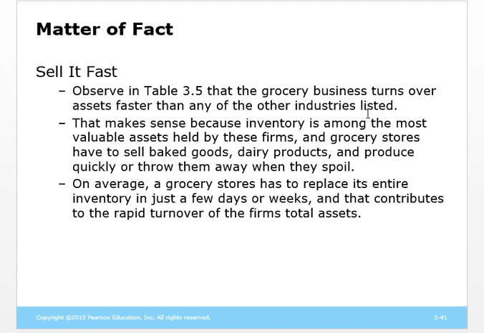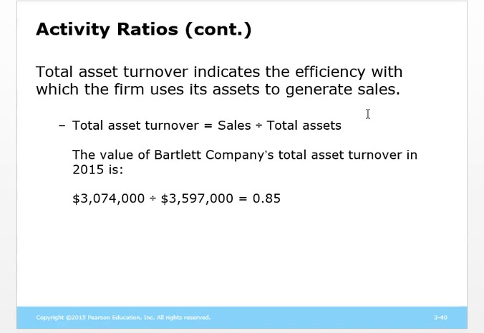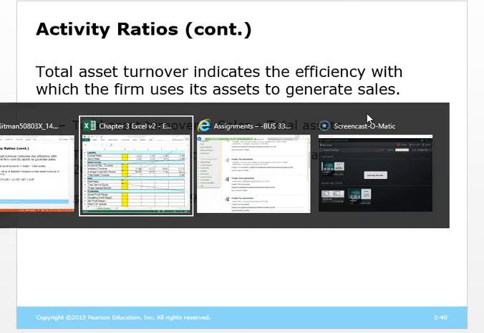Okay. Total asset turnover, that's the next big one we're going to look at, and that's going to be sales divided by total assets. And believe me, McDonald's has a lot of assets.